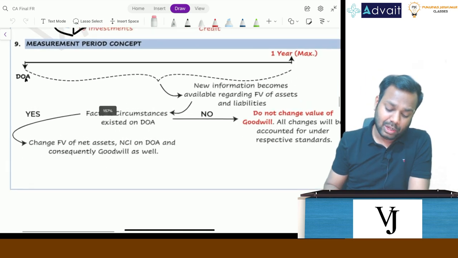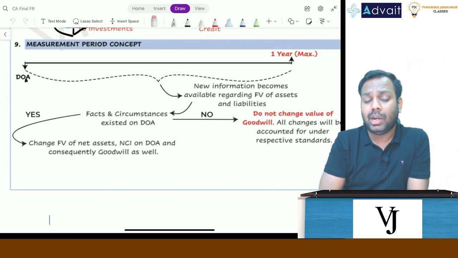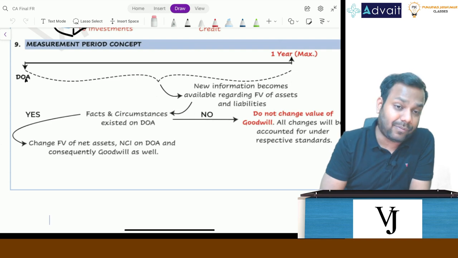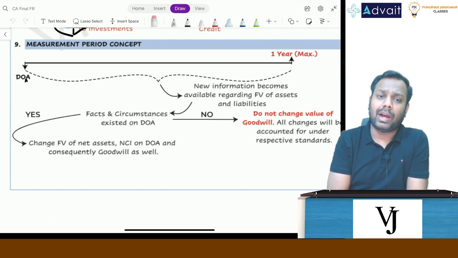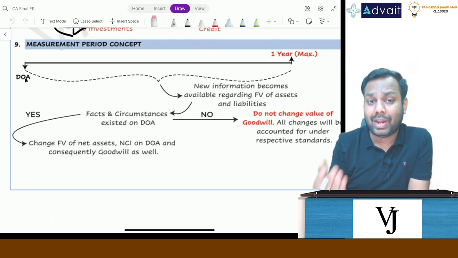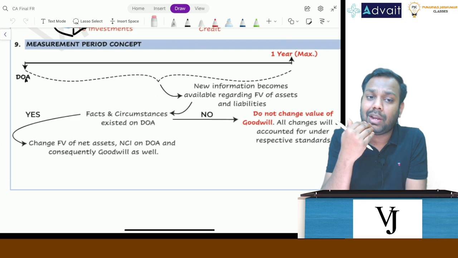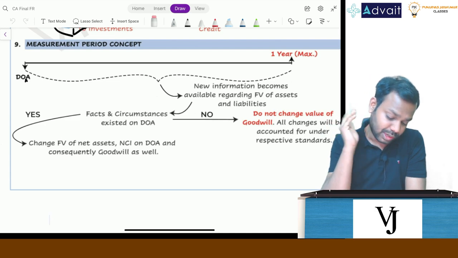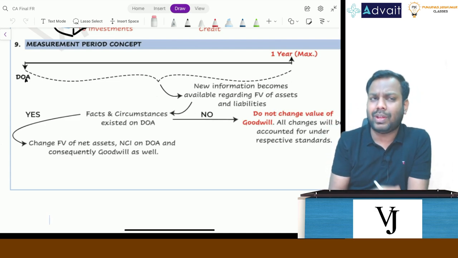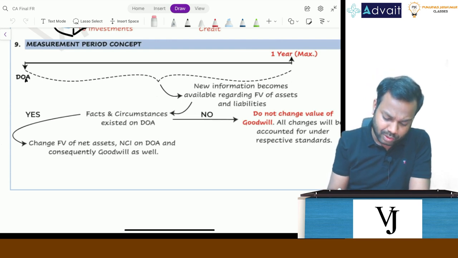It says that on the date of acquisition, it might not be practically possible to get all the fair values of assets and liabilities done on that date itself. So it gives you a measurement period wherein you can get the facts made available which existed on the date of acquisition, and accordingly determine the fair value of the assets and liabilities of the subsidiary company and calculate goodwill. Definitely some fair values will be available, or something will be estimated, and a goodwill is calculated here.